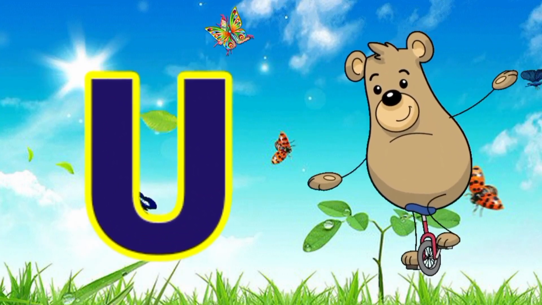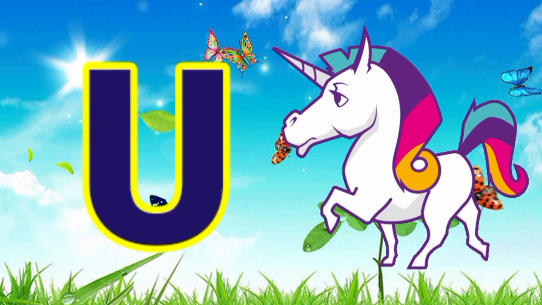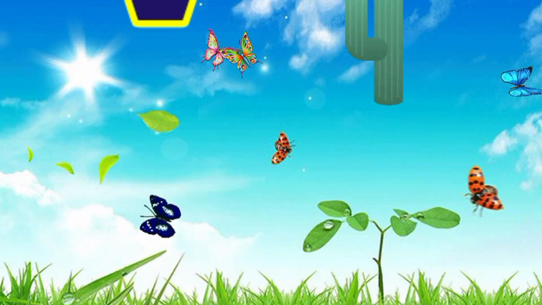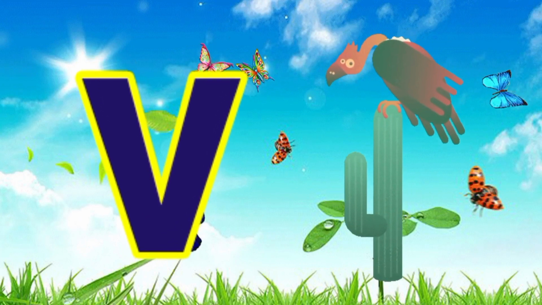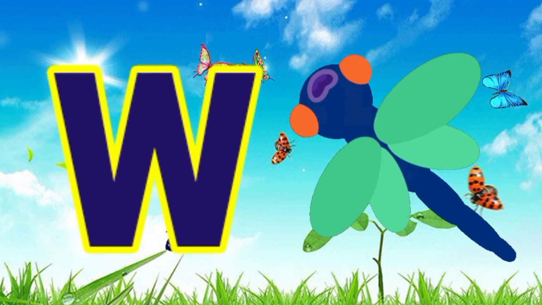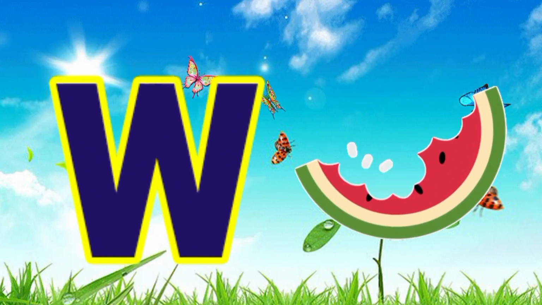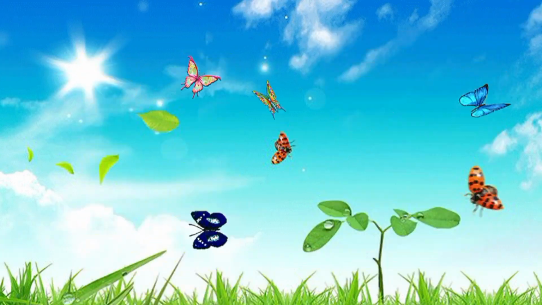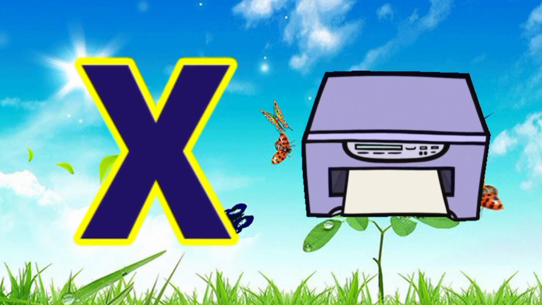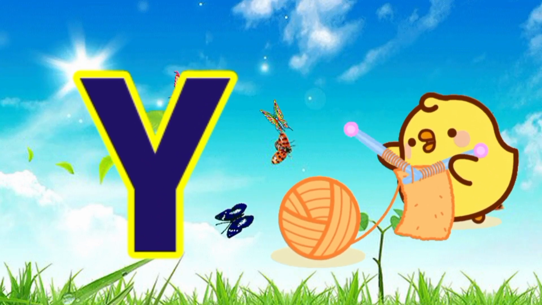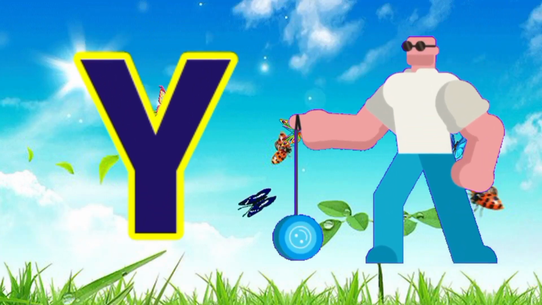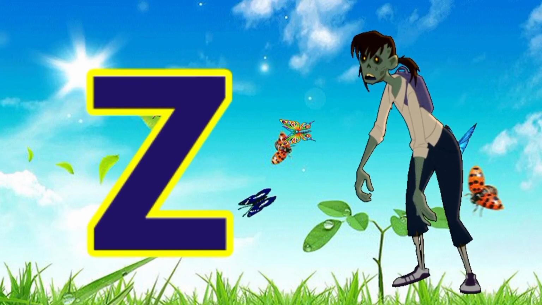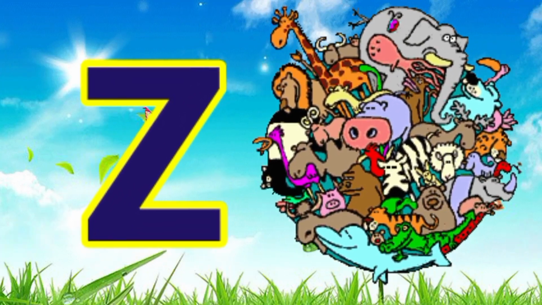U for unicycle. U for unicorn. V for violin. V for vulture. W for wings. W for watermelon. X for X-ray. X for giraffe. Y for yarn. Y for yo-yo. Z for zombie. Z for zoom. Z for zoo.